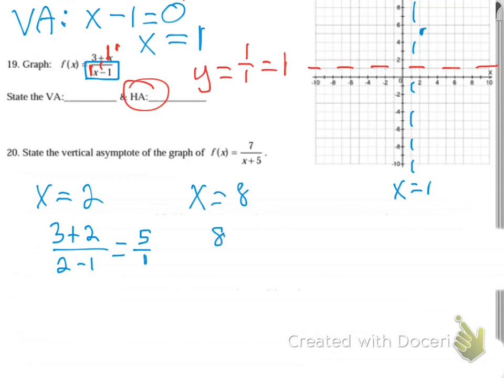I'm sorry. That's not correct. It says 3 plus x, so 3 plus 8 over x, which is 8 minus 1, gives me 11 over 7, which is just a tad bit bigger than 1. So when I'm at 8, I'm just barely over 1.